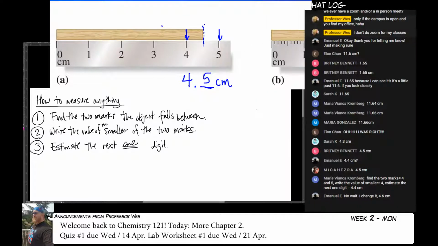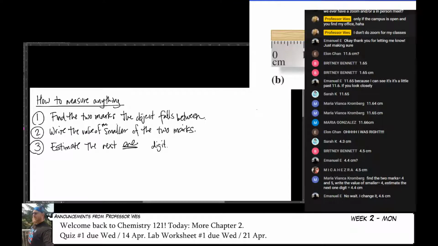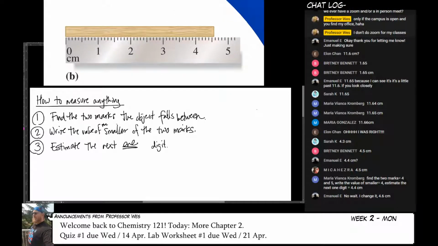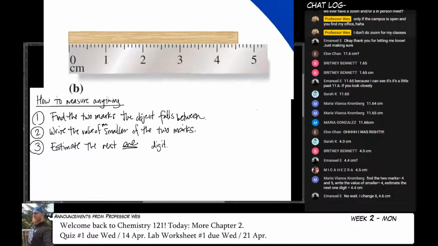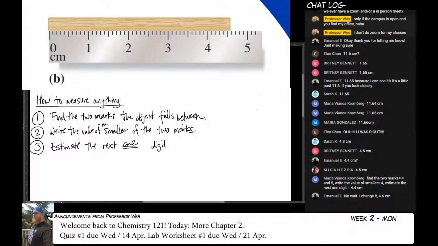Okay. Now we're going to do ruler B, which probably ends over there. We'll bring it over here. There's ruler B. So now, based on what you see on ruler B, do the same thing and write down the correct measurement.